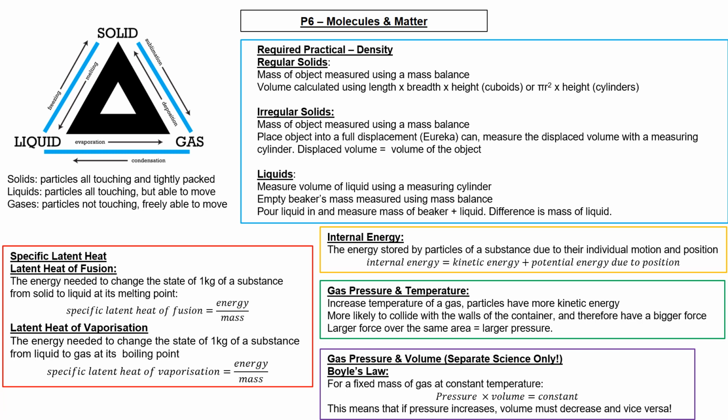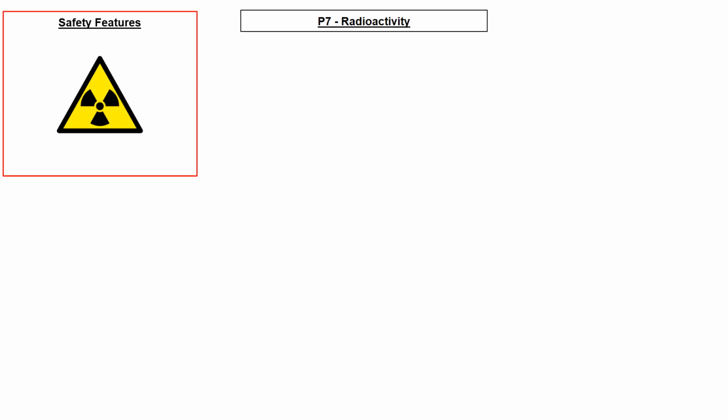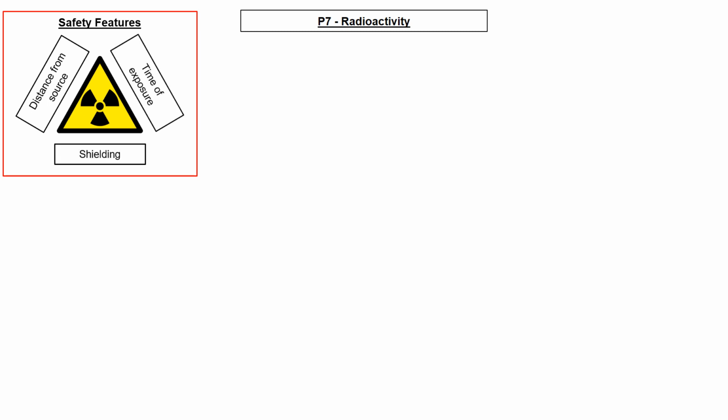And just to round off the last bit of paper, we're going to look at radioactivity. So first of all, safety features. If you're ever asked a question on radiation safety, that can be summarized using the following. We've got distance from the source. The further away you are, the safer you are. Time of exposure. The less you're exposed to it, the better. Shielding. The more you have in front of you, the better.